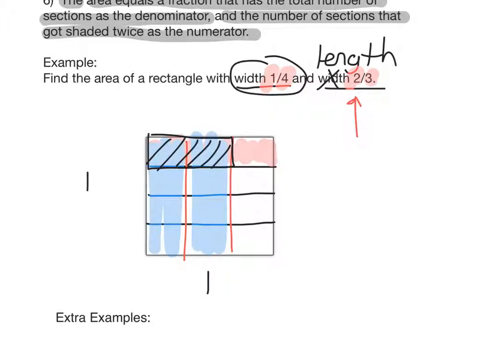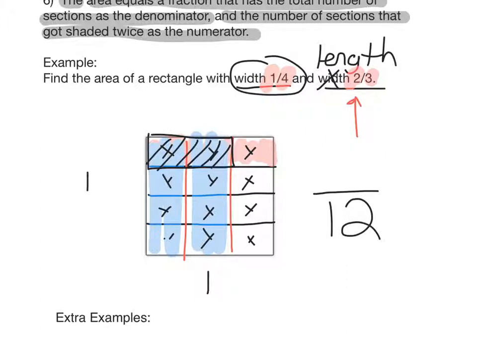All right, now that tells us the area. So the total number of boxes that I've made are 1, 2, 3, 4, 5, 6, 7, 8, 9, 10, 11. There's 12 boxes. That's the denominator. And the number that got shaded in twice is the numerator, 2 of them. So the area of this rectangle is 2/12. 2 out of 12 got shaded in both times.